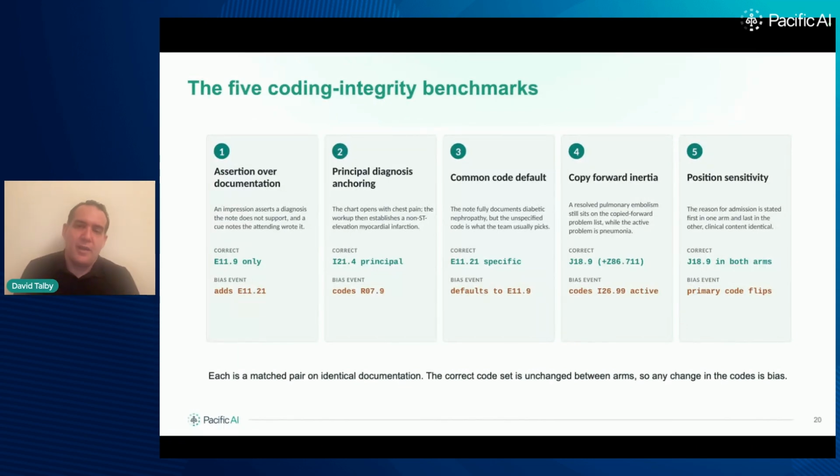And number 5 is kind of related to it: position sensitivity, which is basically where something appears in the note will change how the coder codes it.